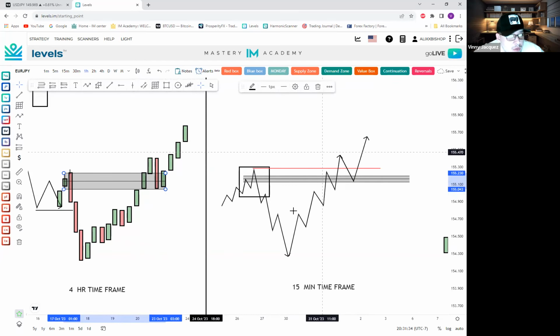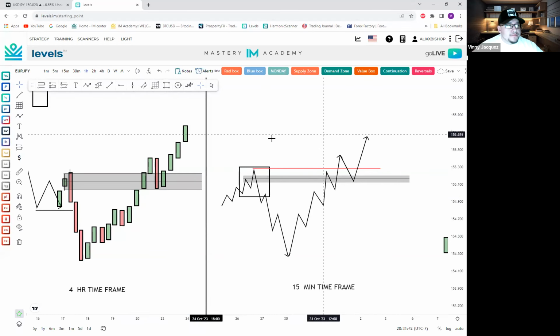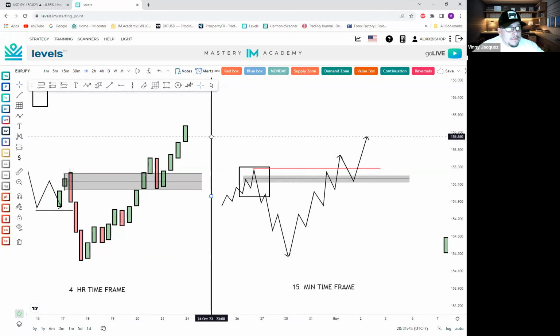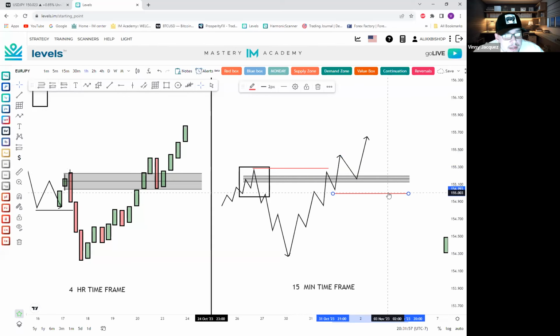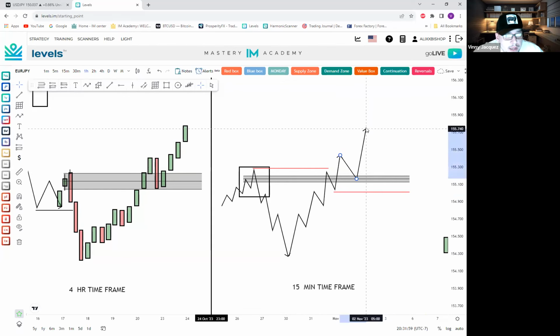Right here. Well, now we can delete this zone. If anything, I will go ahead and take a screenshot of this first before I delete it. So this was my setup. Now this is going to be my stop loss for the buy.